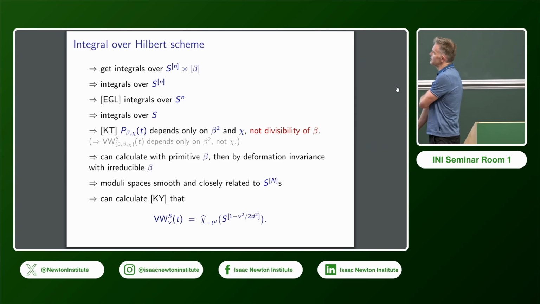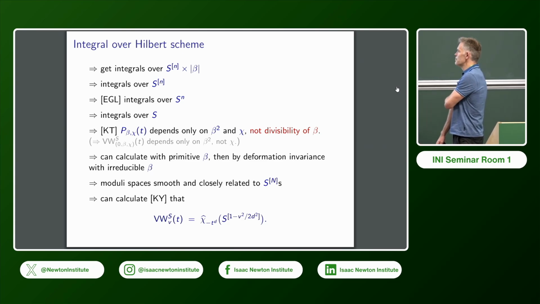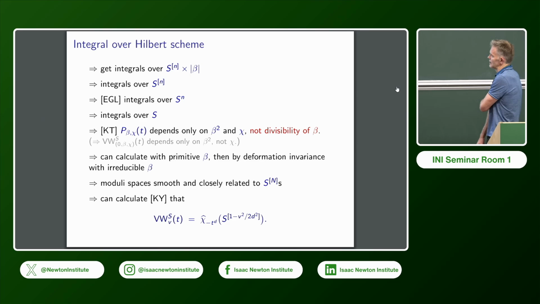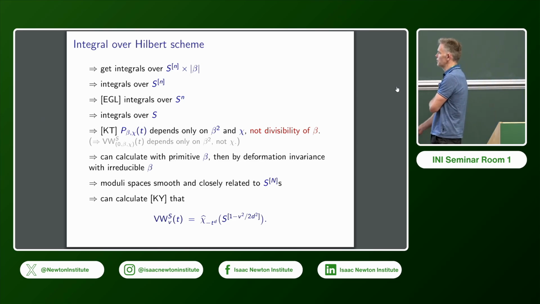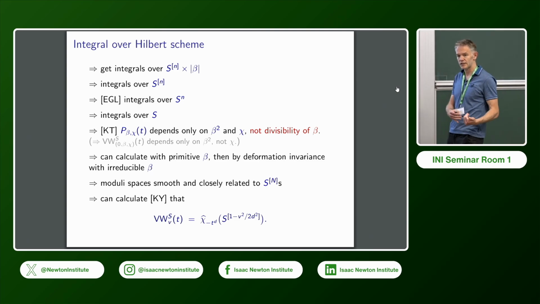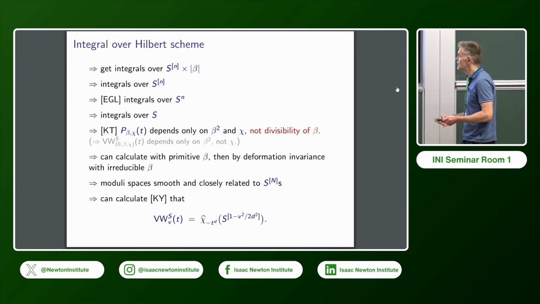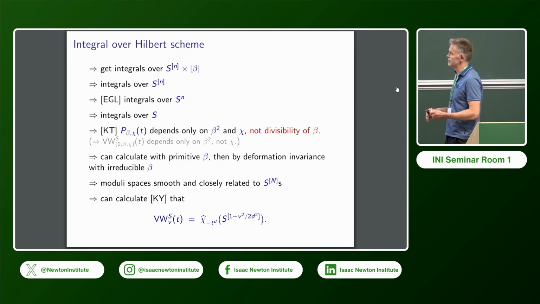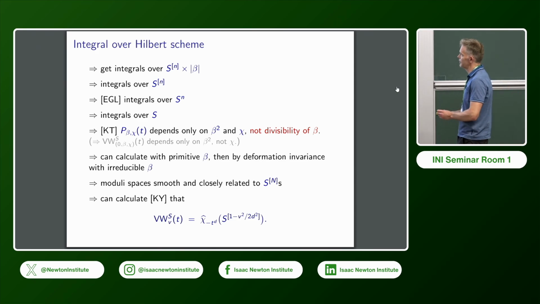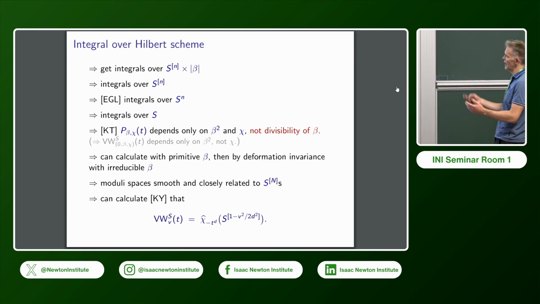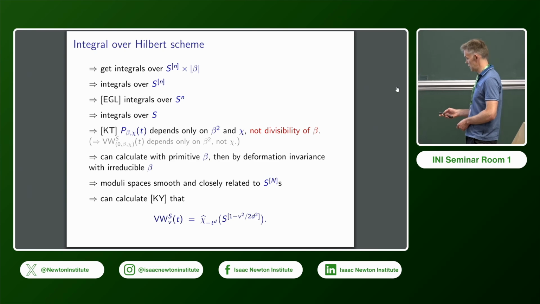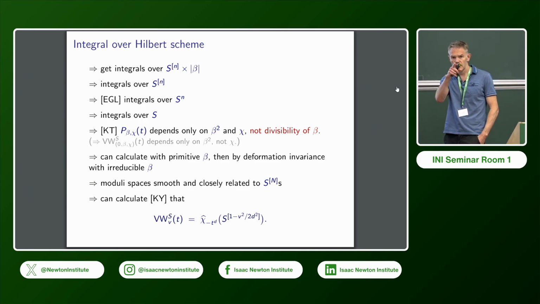Okay, so we can calculate with primitive beta, and then by deformation invariance with irreducible curve class beta. So you don't do the computation that you set out to do, you replace your beta by a completely different beta of the same square, but which is now primitive, different divisibility. All right, and the answer is the same, and because you've done that, now all your moduli spaces are smooth, everything's stable, and the computations were done long ago by Kawai and Yoshioka, and they give you the answer you want.